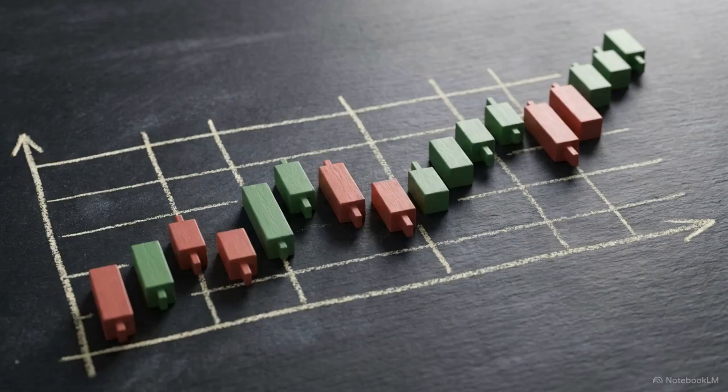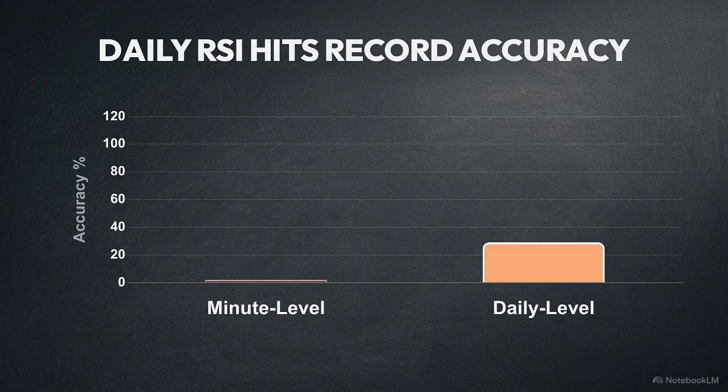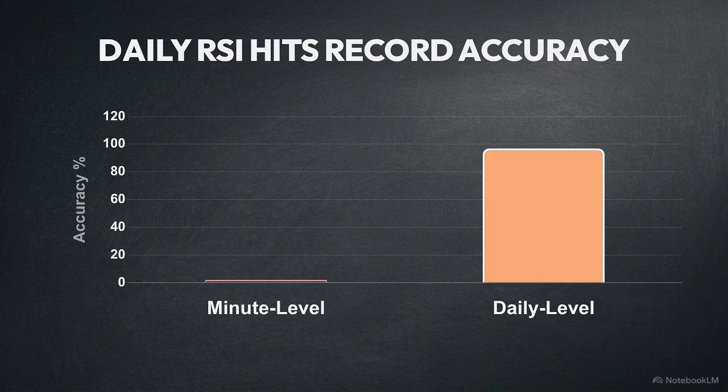When applied to longer holding periods and daily charts, the historical data tells a very different story. This graph compares predictive advantages across timeframes. A recent comparative study on the LQ45 index over a year-long period found that on a daily scale, the RSI successfully produced correct reversal signals with a 97% accuracy rate.